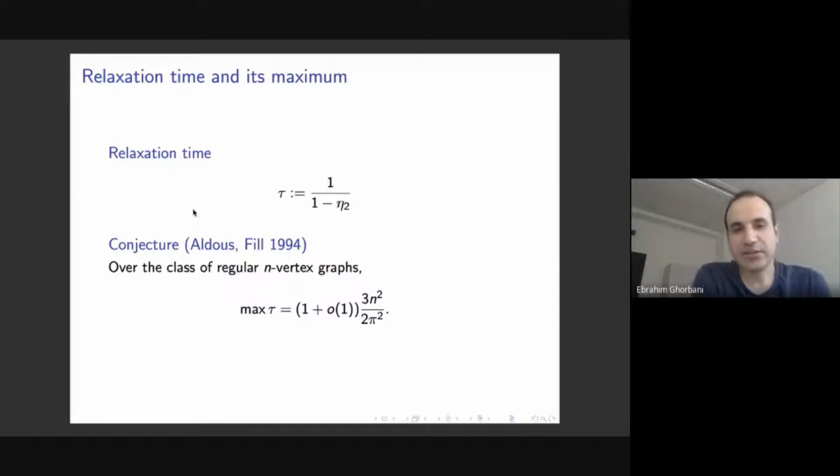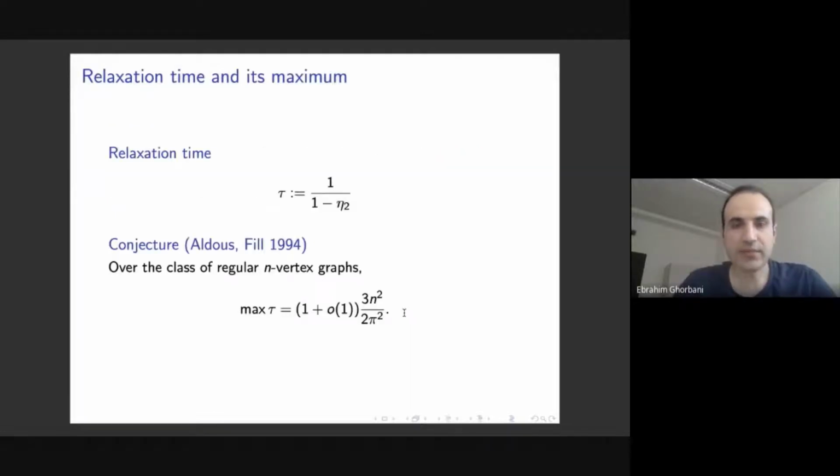And here is a conjecture by Aldous and Fill, who conjectured that over the family of regular graphs with n vertices, the maximum relaxation time is about 3n squared over 2 pi squared. So this is the main motivation in this talk and in our work. We are going to translate this in terms of just the Laplacian matrix and the eigenvalues of the Laplacian, and then see what we can say for this maximum relaxation time translated to the Laplacian matrix, and which graphs attain this extremal value.